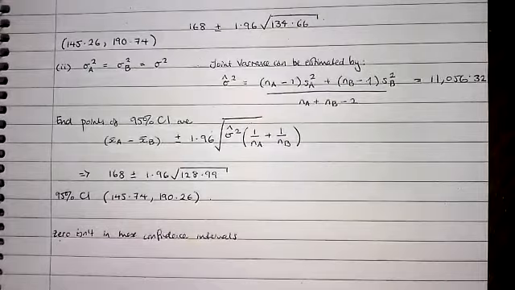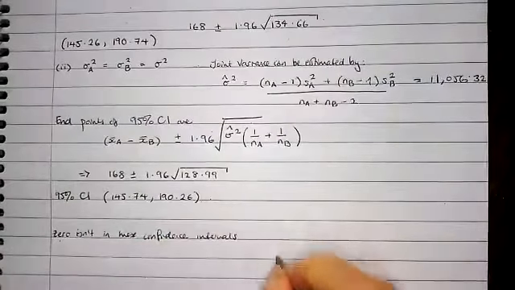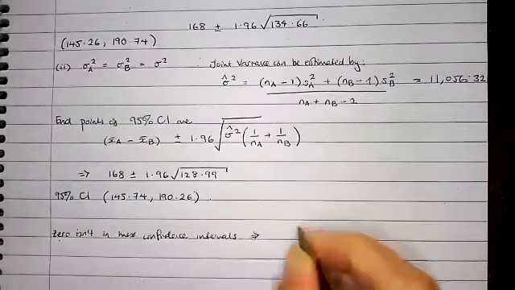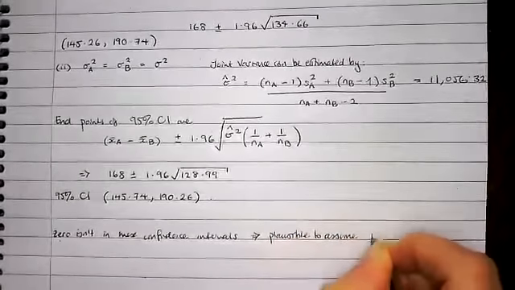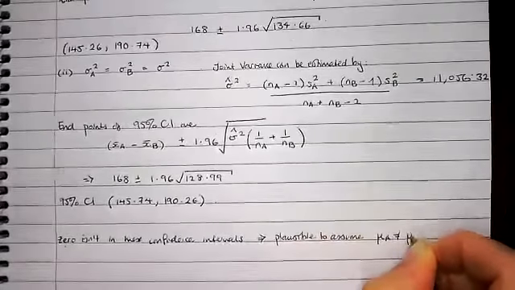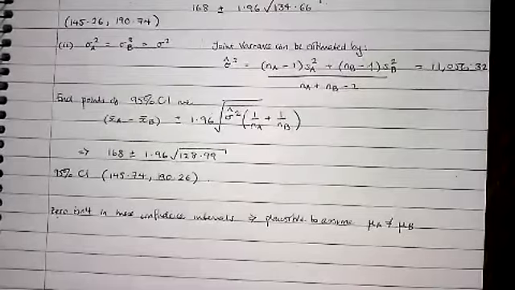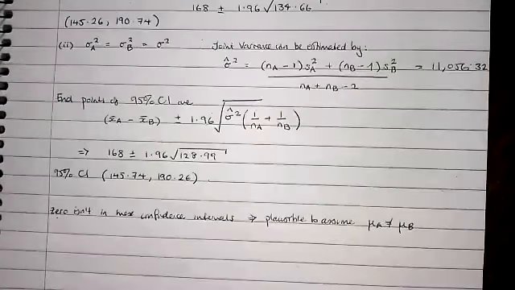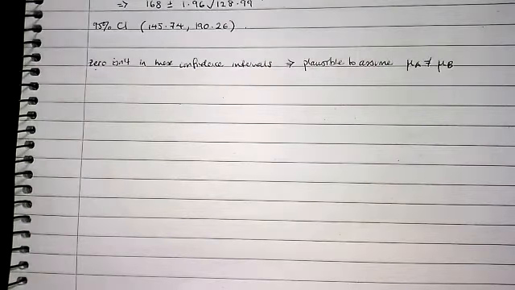So we can be pretty certain that mu A doesn't equal mu B. We can't say for sure that they're definitely not equal, but we can be pretty certain, if it's not in the 95% confidence interval, that it would be a push for us to assume that the means are the same. Okay.